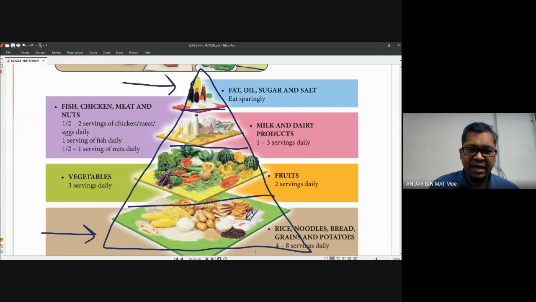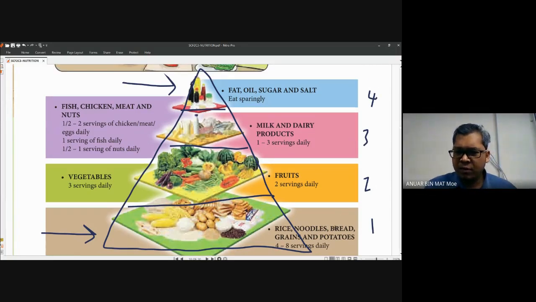It means you can take more food at the bottom of the pyramid, and as you go up, at the tip of the pyramid, you must eat less of this type of food. Can you understand the food pyramid? Very easy, right? How many layers are there? There are 1, 2, 3, 4. There are 4 layers, or strata, or stages, of the food pyramid.